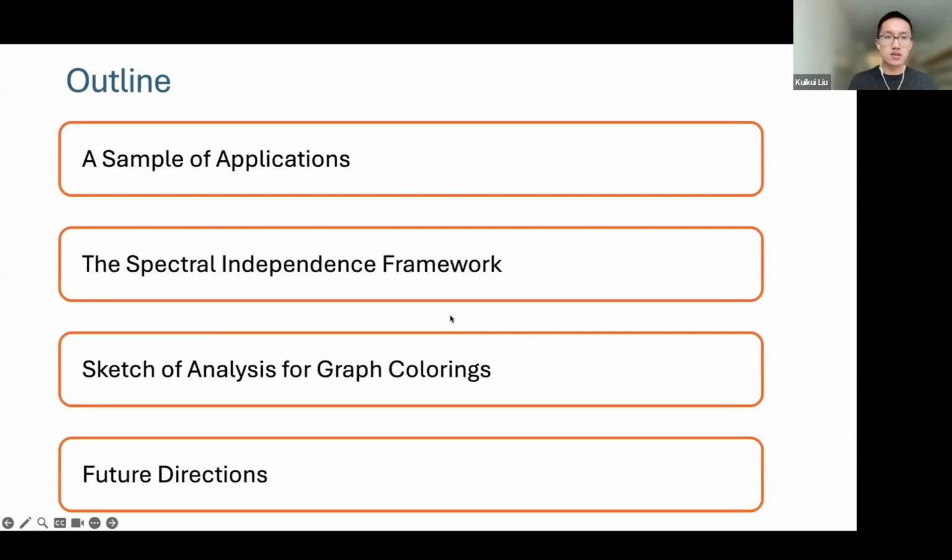Okay. So this is the outline for the rest of my talk. First, I want to tell you about a couple of applications of this spectral independence framework. And then I'll tell you about what this spectral independence framework is. And then I'll provide a sketch of the analysis for the special case of graph colorings. And then I'll conclude with some future directions.